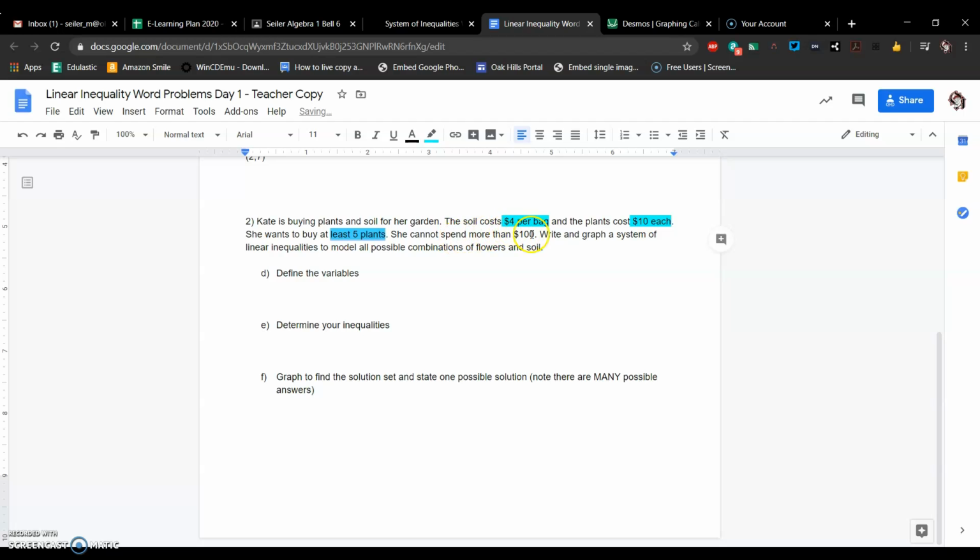And she cannot spend more than $100. We want to write and graph a system of linear inequalities that model all possible combinations of the flowers and soil. So the thing to notice, though, is this says at least 5 plants, and this also talks about plants. So we're going to see in a second how that comes into play.